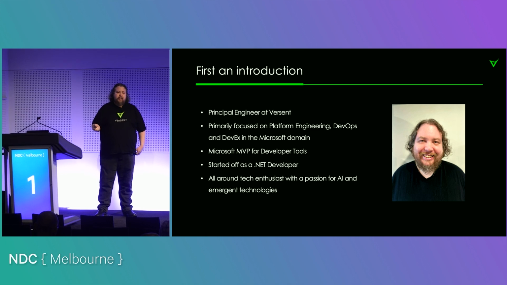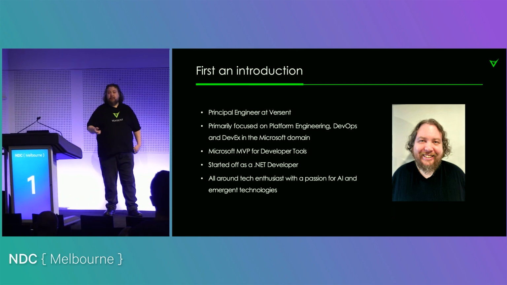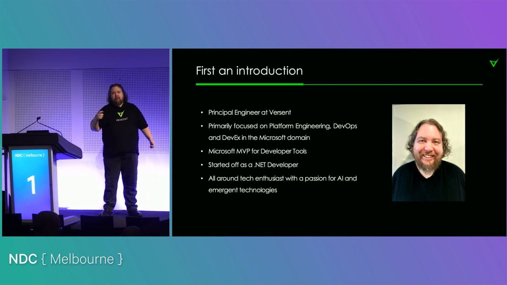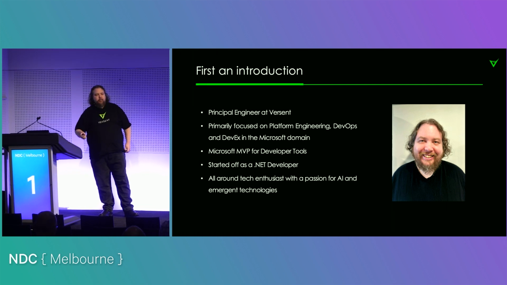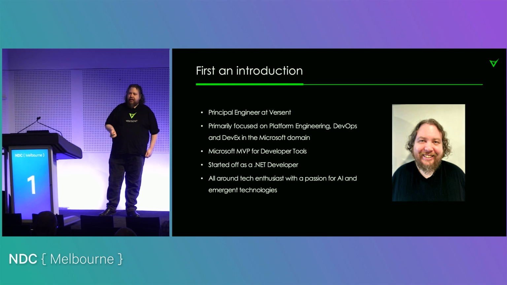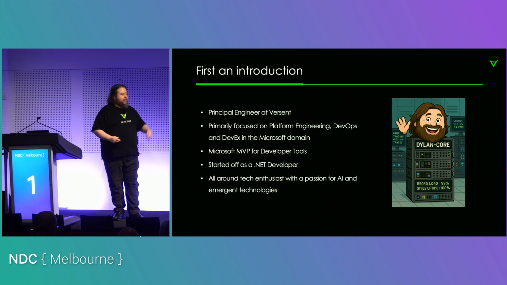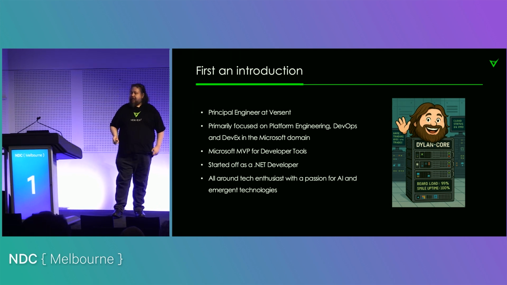And I'm an all-around tech enthusiast, do a lot of talks on AI, GitHub Copilot specifically, and other emerging technologies as they go through. Now, as everyone through the conference has been doing their AI-generated superhero and things like that, I decided to be a bit different, and I decided to ask AI to make me into a server rack. So there's me as a server rack.